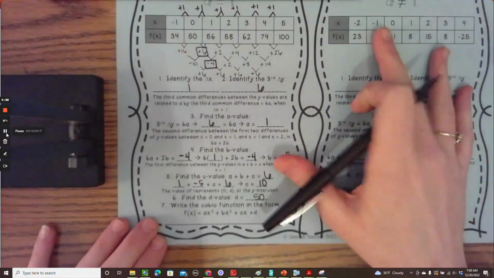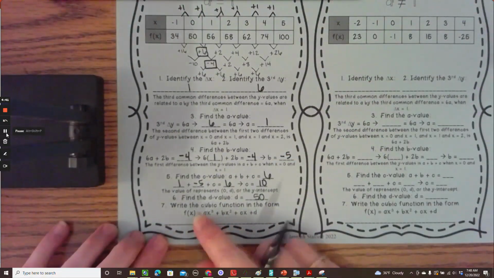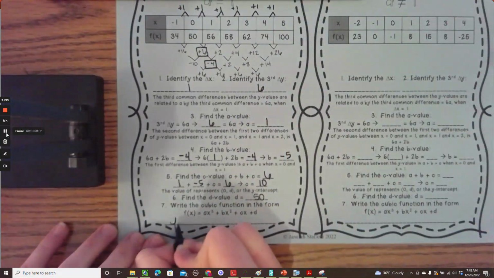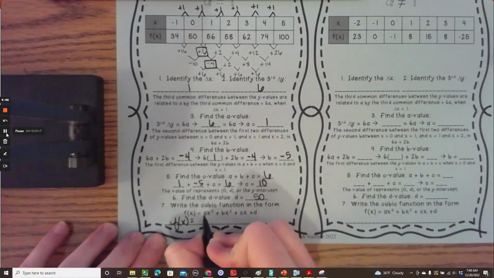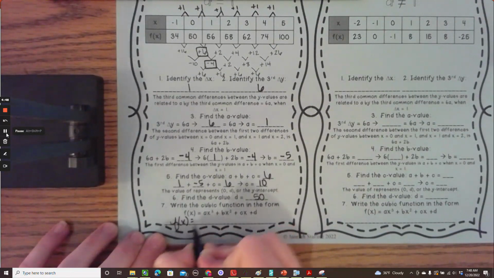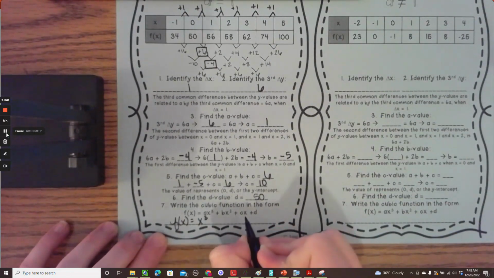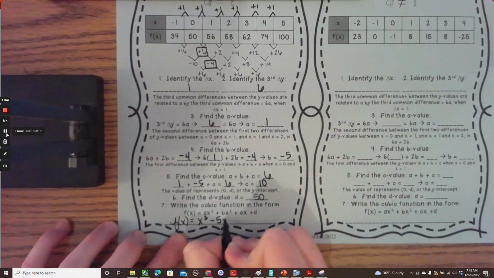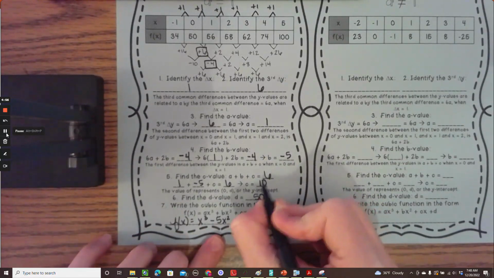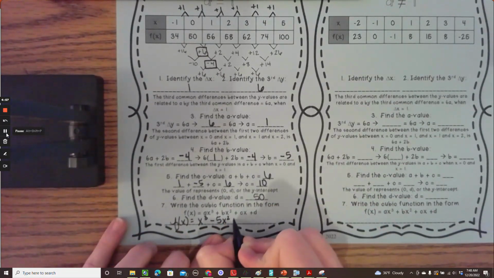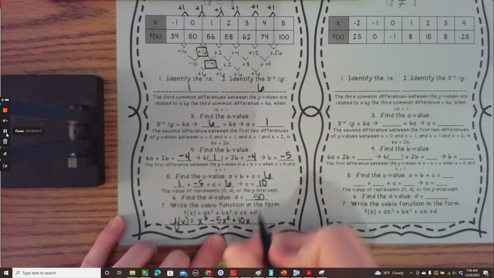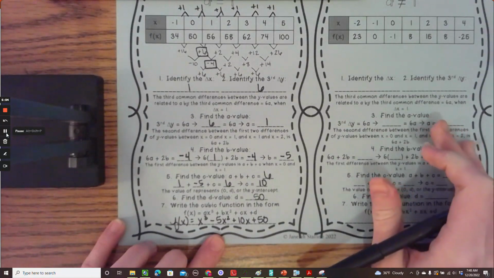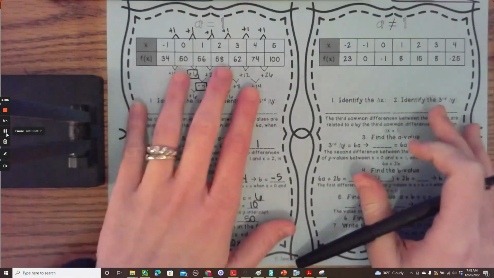All right, so we're going to write the cubic function. So a value goes first. So f of x equals, we don't put a 1. Okay, that 1 becomes invisible, so we're just going to write x cubed. B is a negative 5, so minus 5x squared. C is a 10, so plus 10x. And then d is plus 50. So that's when the a value is 1.